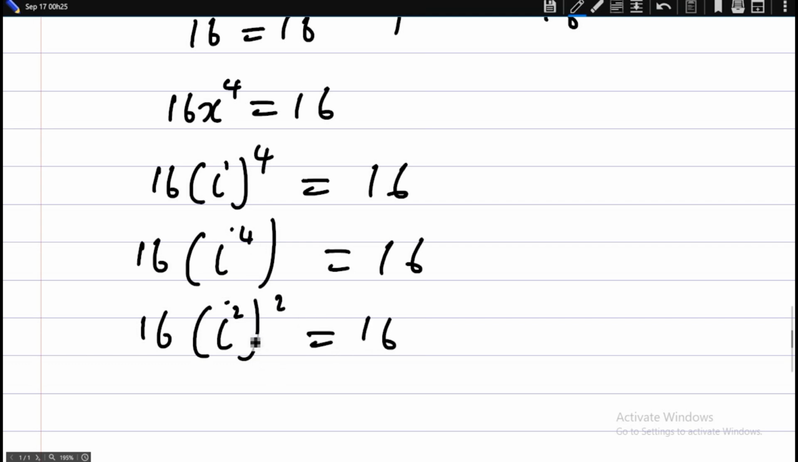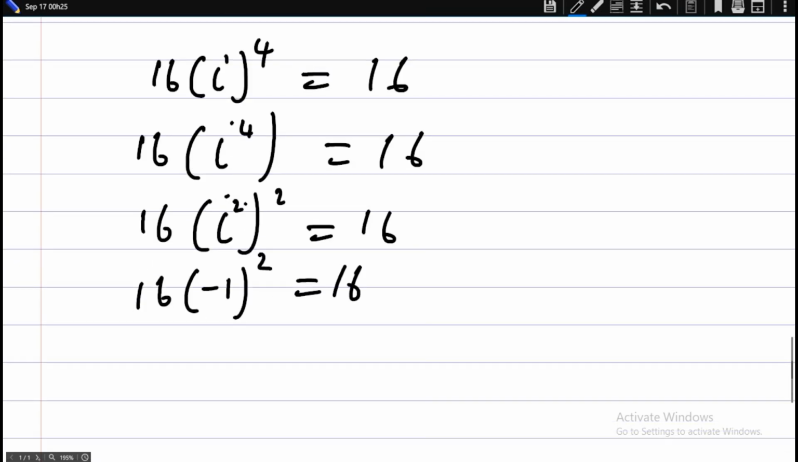16. Now i squared is minus 1, so I'm going to have 16 in bracket of minus 1, all squared, is equal to 16. And I told you that if the power is an even number, the minus disappears. So therefore this is 16 in bracket of 1, which is 16. So therefore 16 is equal to 16.